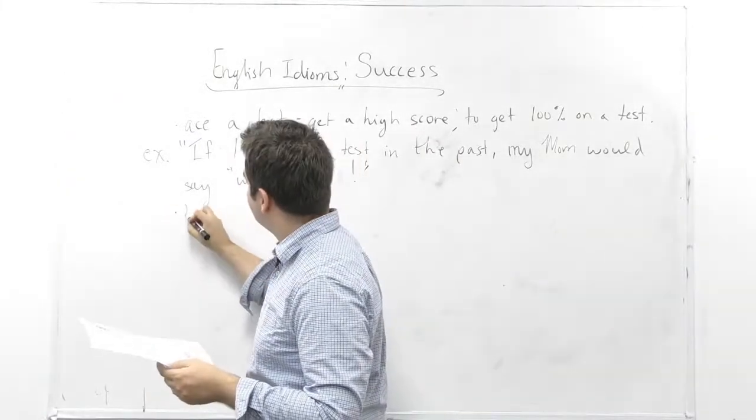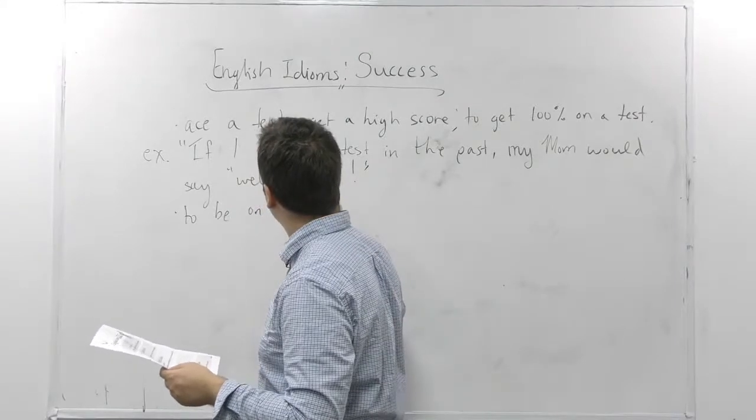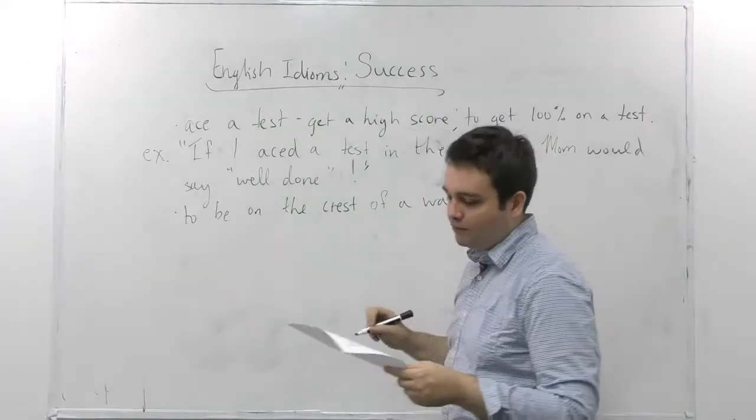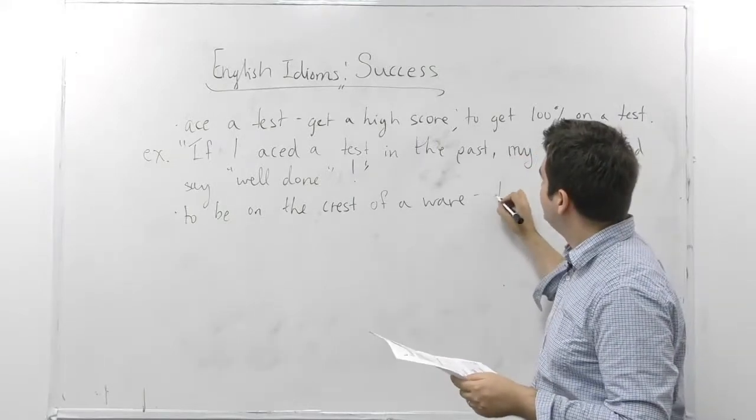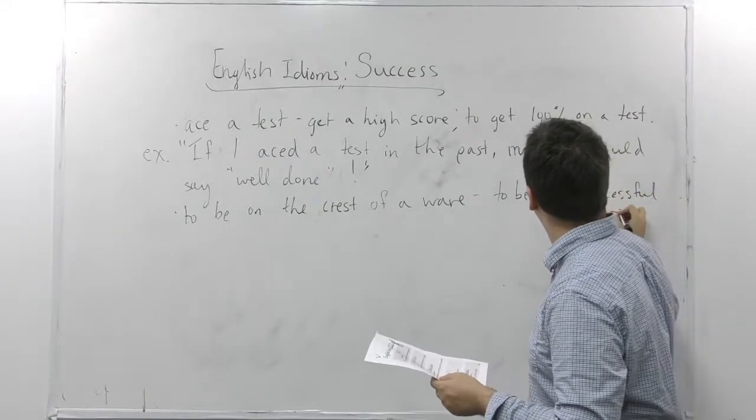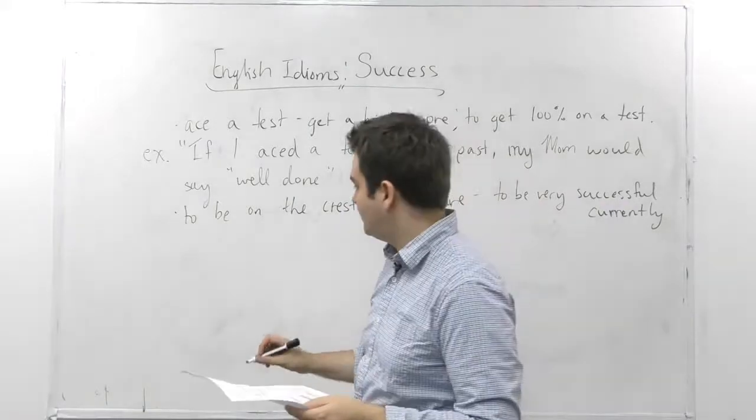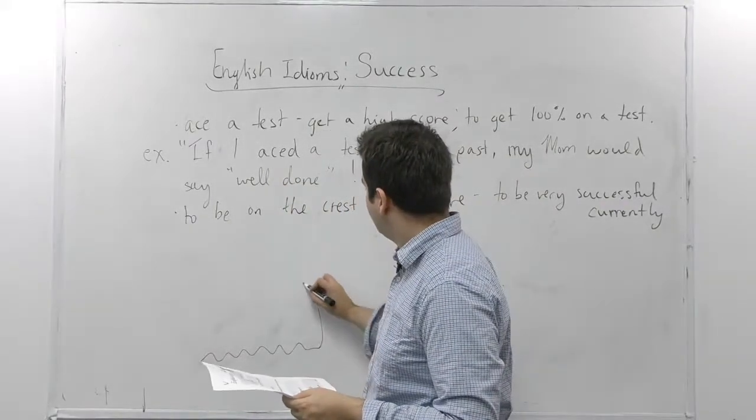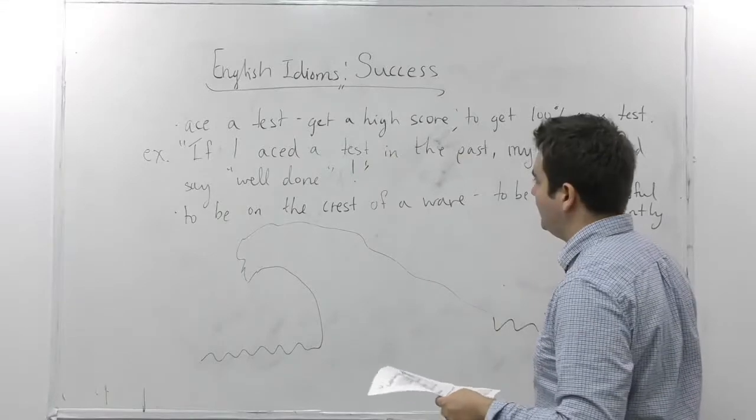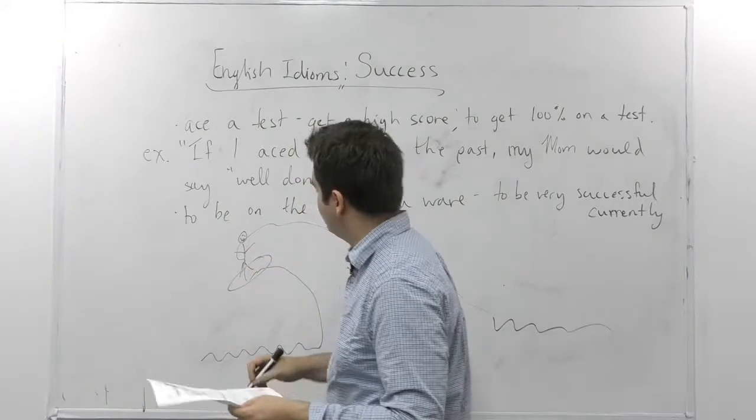Now, next expression here is pretty good. To be on the crest of a wave. Now, I'm not very good at drawing, guys, but it basically means to be very successful currently, like right now. So imagine the ocean or some water, and then there is a big wave of water, right? A big wave in the sea, and you're on the crest of it. That means you're on the edge of it, right? You're surfing or something, right? Cool.